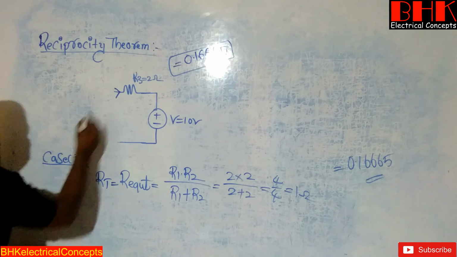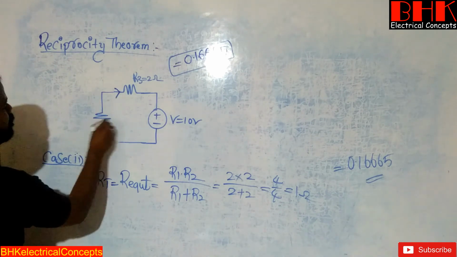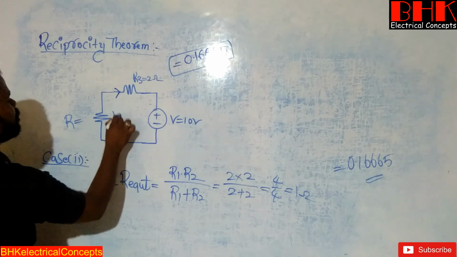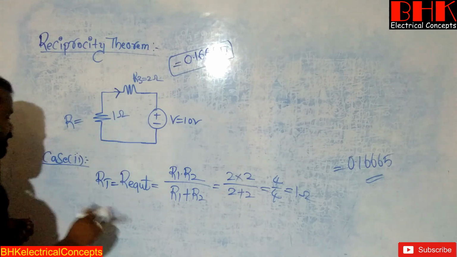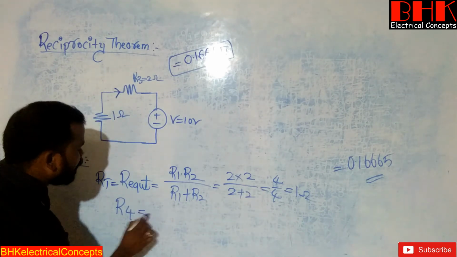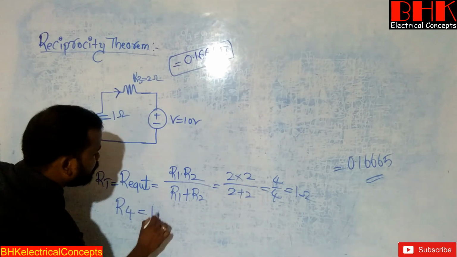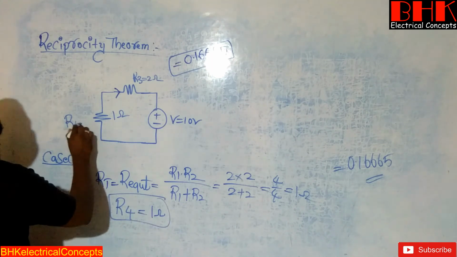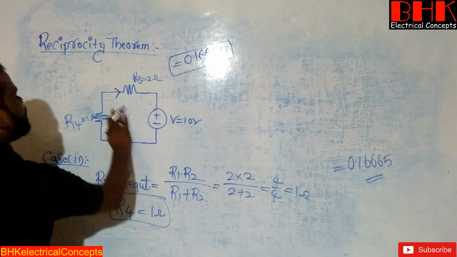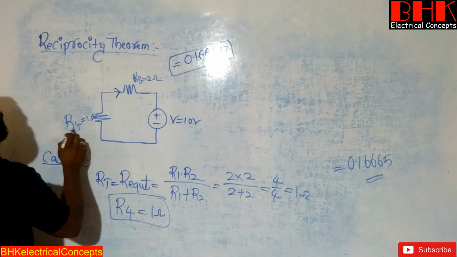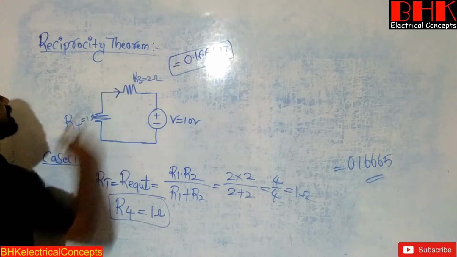1 ohm. So here this is 1 ohm. Do one thing: for this value, just assume R4, the unknown or resultant value, is equal to 1 ohm. Now R4 is equal to how much? 1 ohm. Clear. Now 1 ohm and 2 ohms, R4 and R3, are both connected in series.